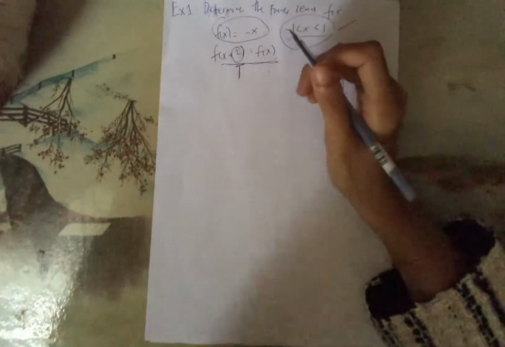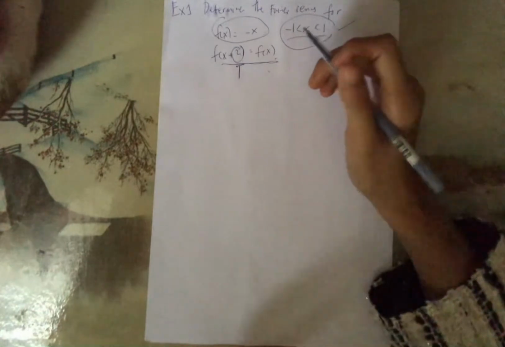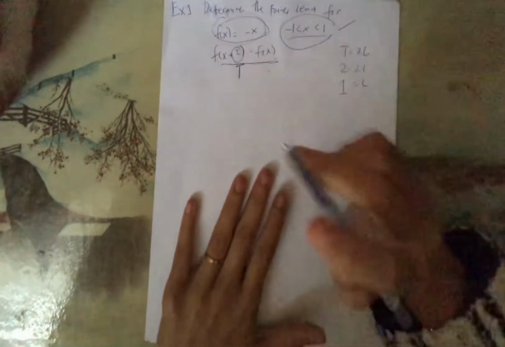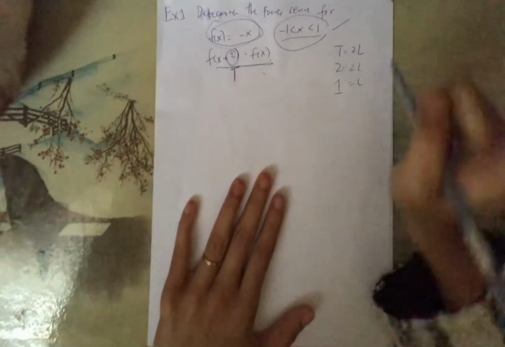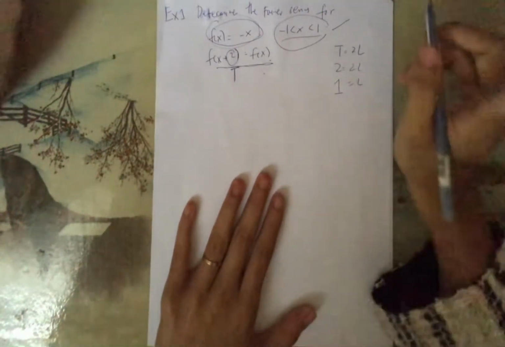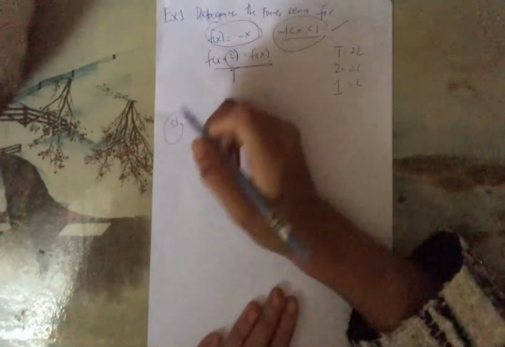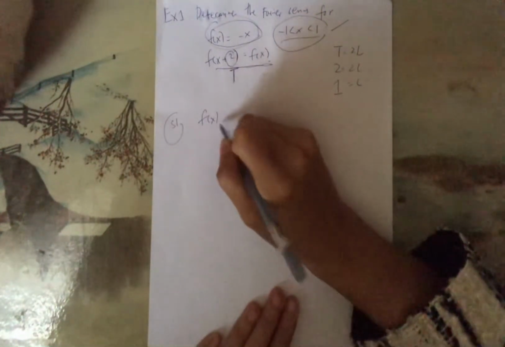Okay guys, so first thing first, before we go to the Fourier series, what we need to do is check whether your function here is odd or even. That's the first step that you need to do. So first step, you need to check whether your f(x) is odd or even. So this is your f(x) equal to negative x.